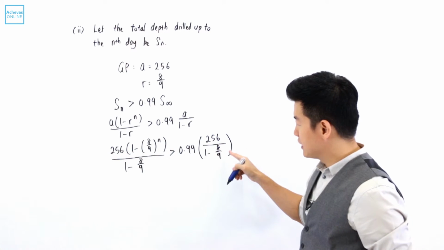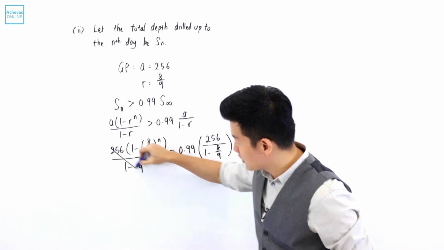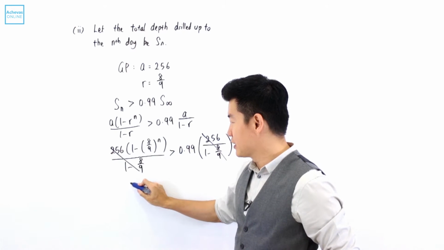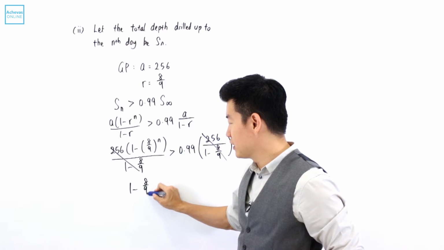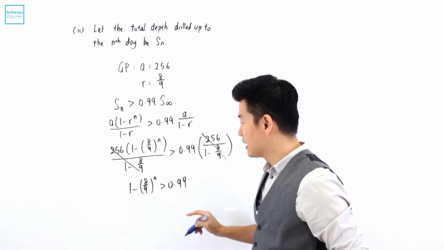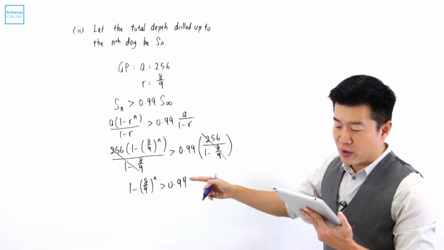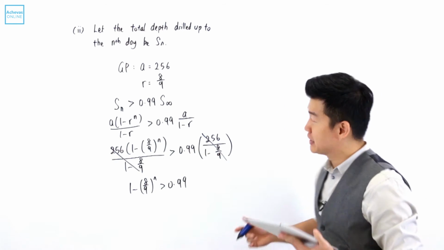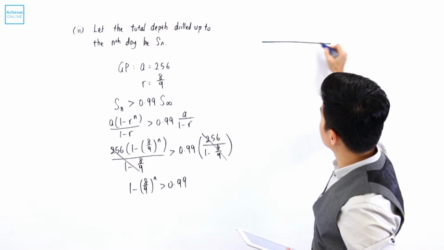This is positive, and they are exactly the same, so I'm going to cancel this away, and it's not going to affect the inequality sign. So 1 minus 8/9 to the power of n is going to be bigger than 0.99. I'm going to solve for the range of values for n, and since n is an integer value, I'm going to make use of the table from my graphing calculator.